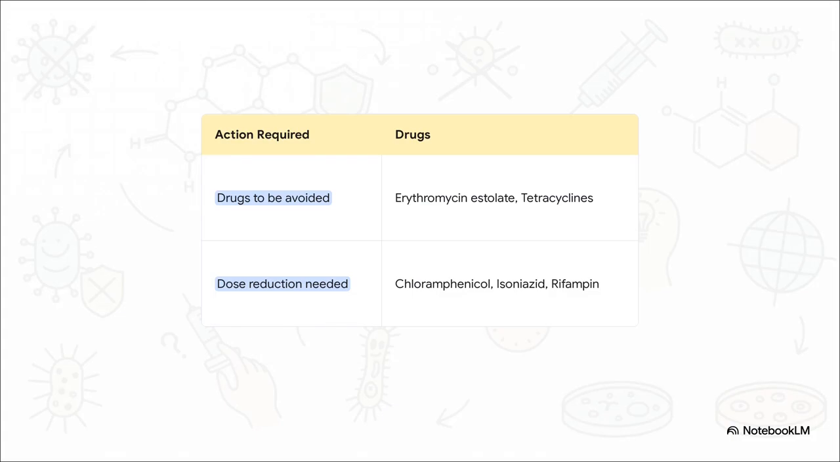And it's a similar story with the liver. It's the body's main processing plant, no? If it's compromised, you must be cautious. It's the primary site of metabolism for many of these agents. So for some, like erythromycin estolate, you just avoid them. For others, like isoniazid or rifampin, you absolutely need to reduce the dose.